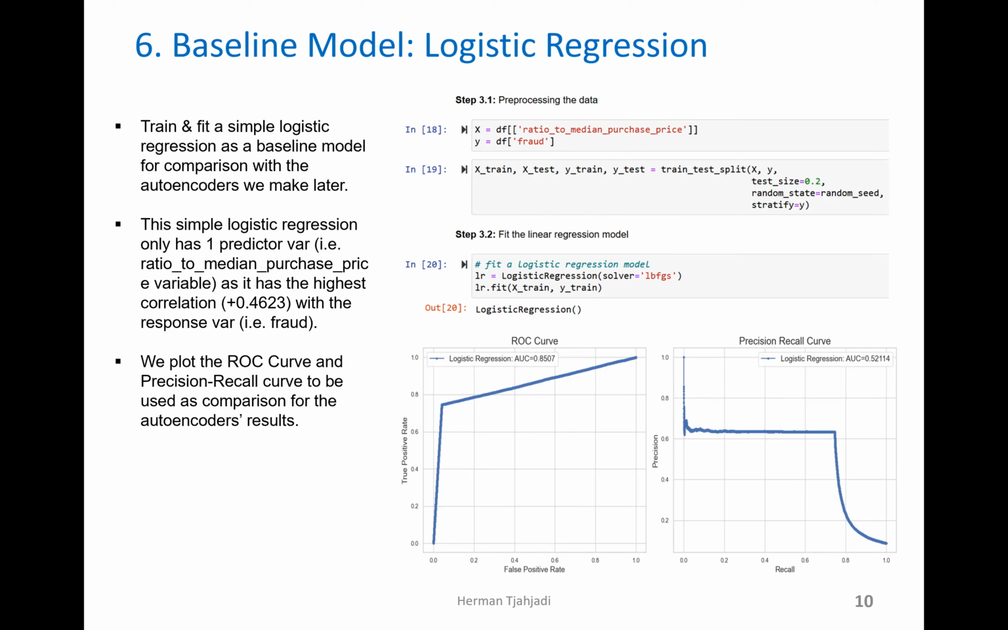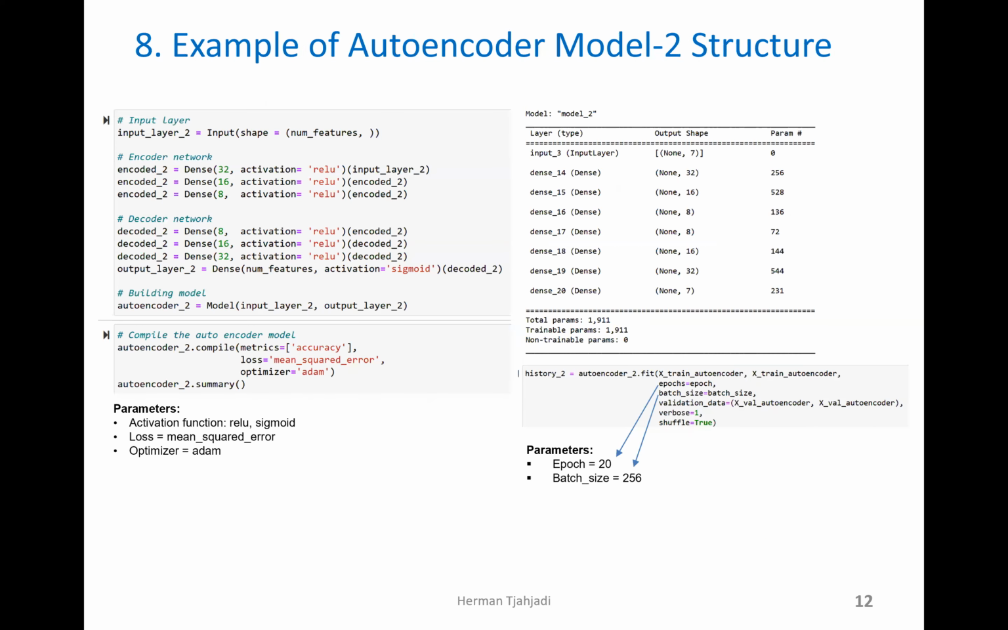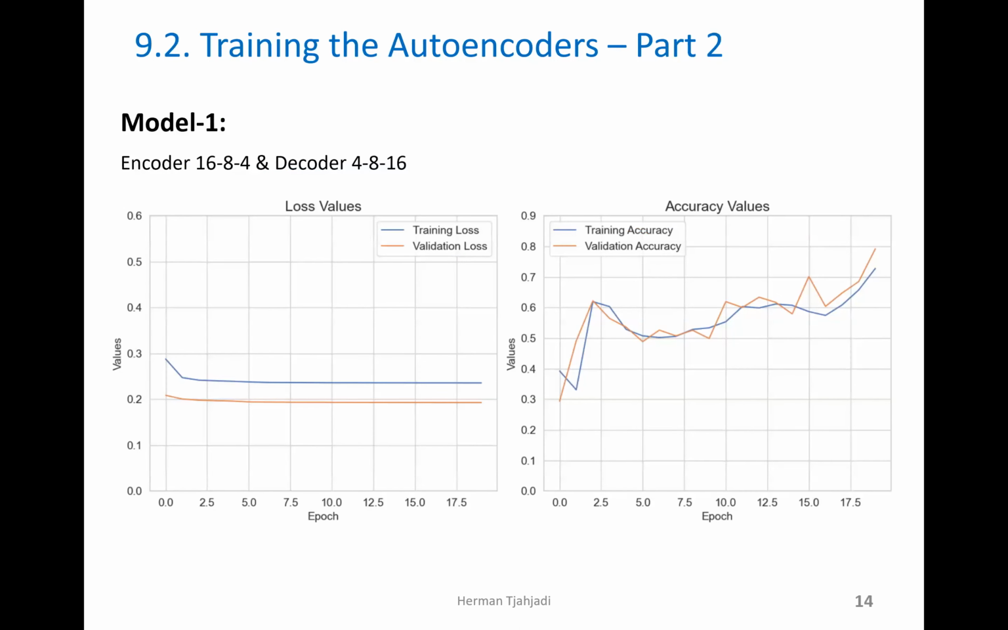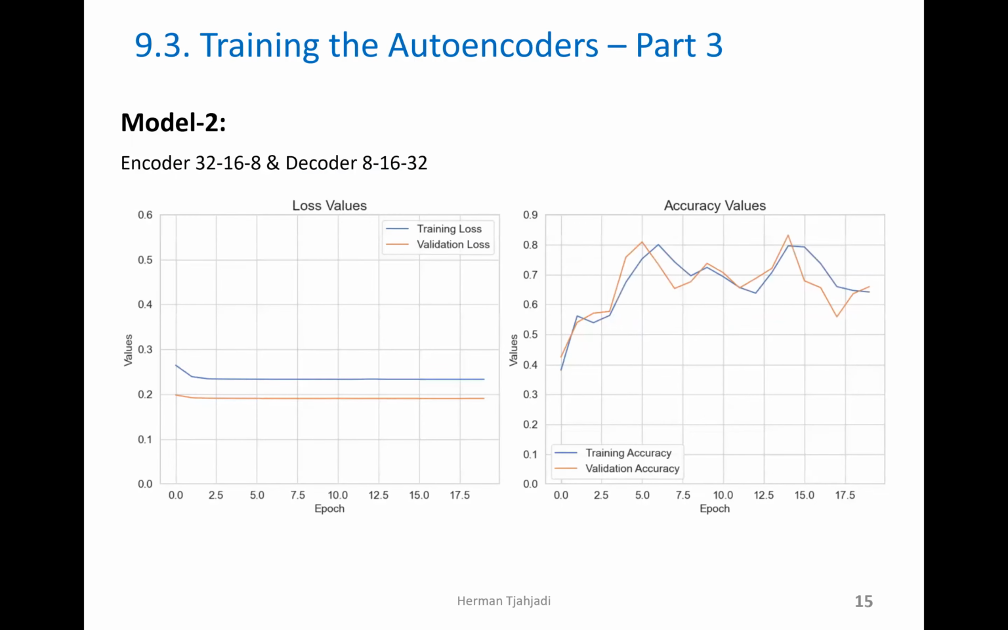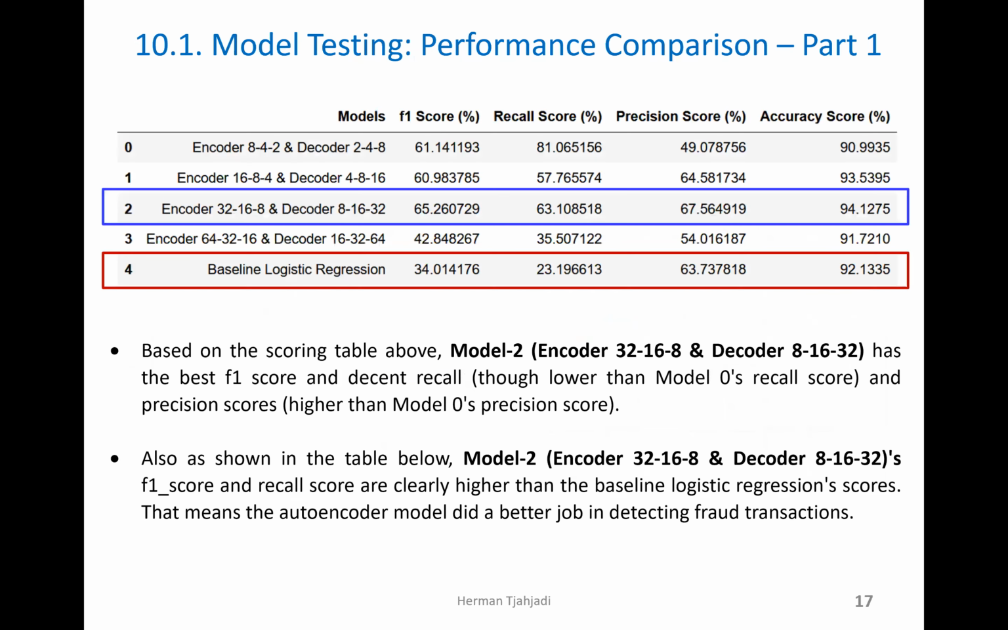We are going to focus on the precision recall curve because we are dealing with imbalanced data. And to pre-process the dataset, this is how we do the pre-processing. And this is an example of how we build the autoencoder model. It's very simple. And these are the results of the training. This is for the first model. This is for the second model. This is for the third model. And this is for the fourth model. And lastly, this is the result of the model testing.